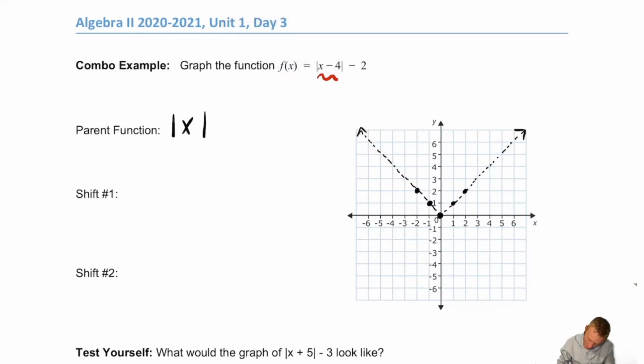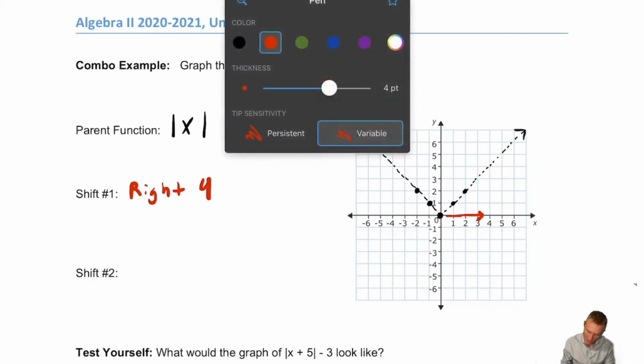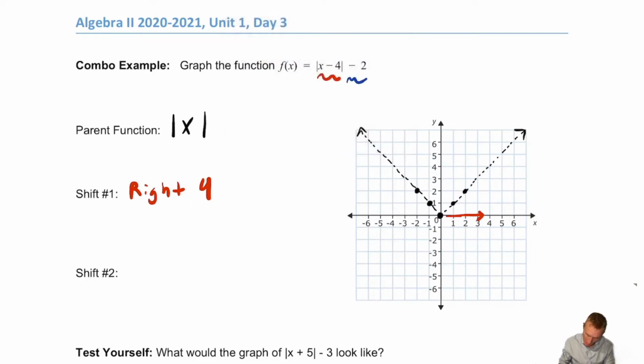x - 4. That's on the inside of the function, so it's our horizontal shift. And if you can't remember that -4 means to the right 4, think to yourself, where would the vertex be? It would be at +4. So instead of being at 0, we're going to go right 4 spaces to +4. But we're not going to stop there, because if we plug in 4, where's our vertex going to be? 4 - 2. We still have to go down 2.